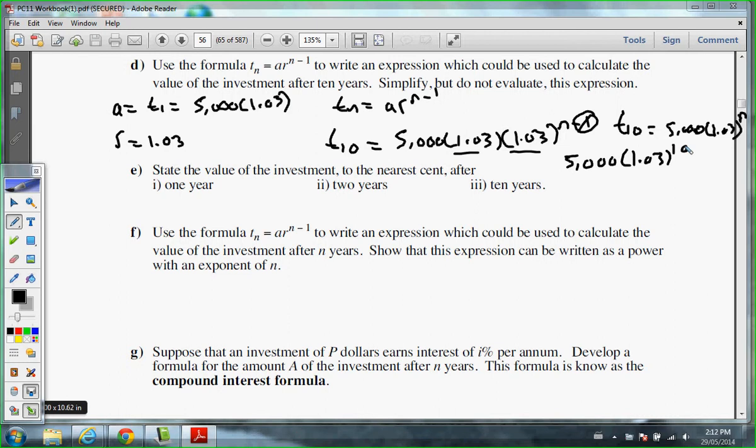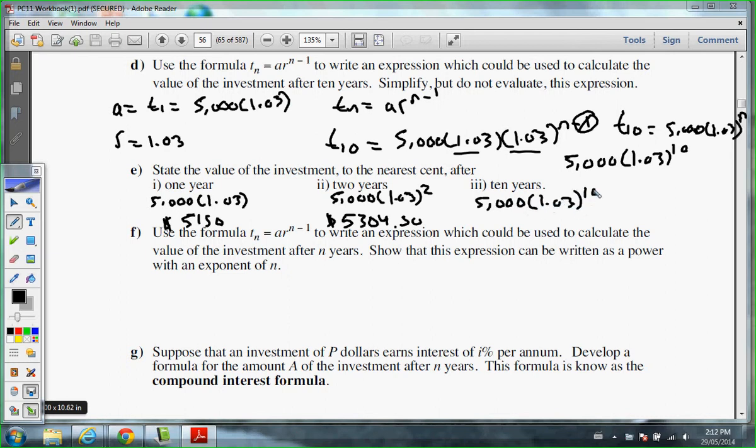Okay, state the value of the investment to the nearest cent after 1 year. So after 1 year, 5,000 times 1.03, we get 5150. 5,000 times 1.03 squared, we get 5304 and 50 cents. And then 5,000 times 1.03 to the 10, we get 6,719 and 58 cents.